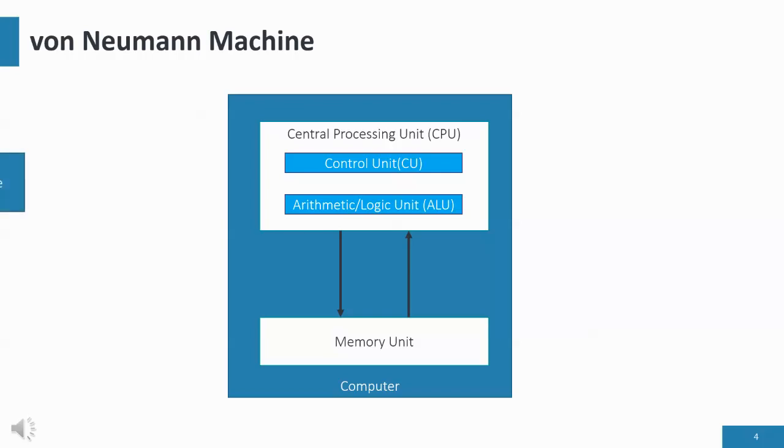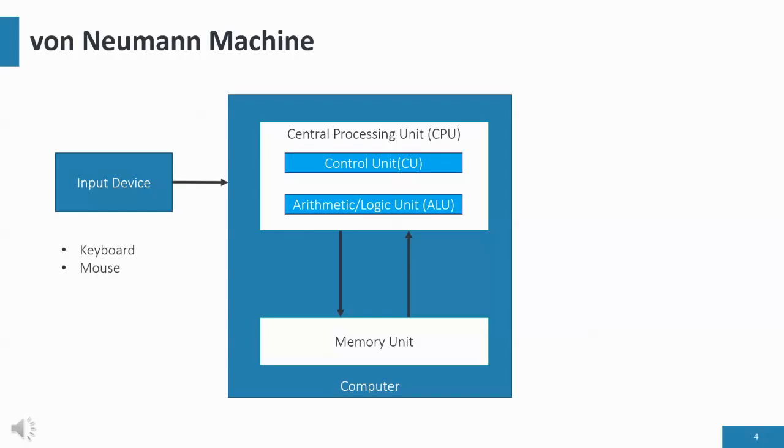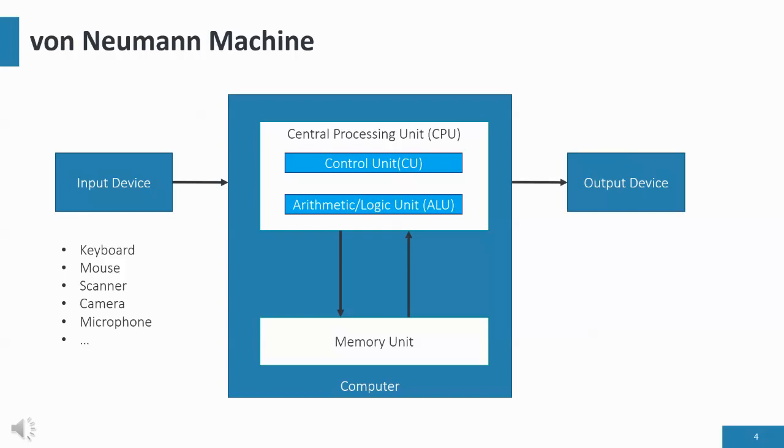Input devices and output devices are separate from the computer. They are integrated to form a computer system. Keyboard, mouse, scanner, camera, and microphone are examples of input devices. Monitor, printer, and speaker are examples of output devices.